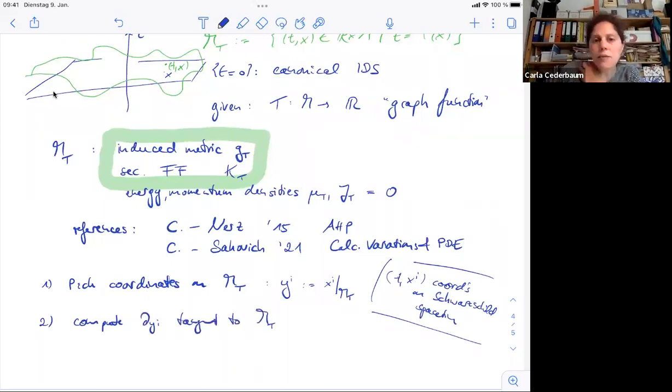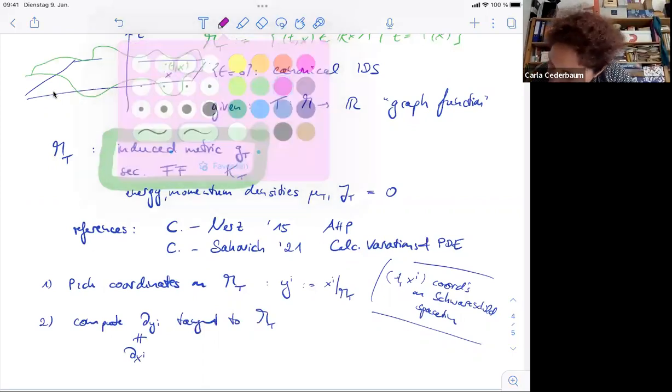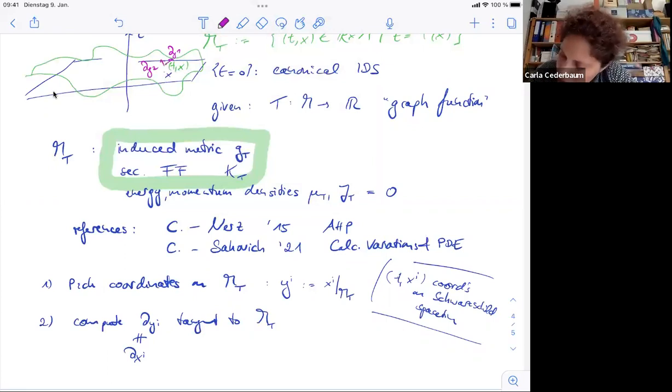And this is something where a lot of papers make mistakes, so I'm warning you. Those are not the same as the partial x^i's. The partial x^i's are horizontal. The partial y^i's are tangential to the green hypersurface. So I'll draw some. So here's a partial y^1 and the partial y^2 and so on.